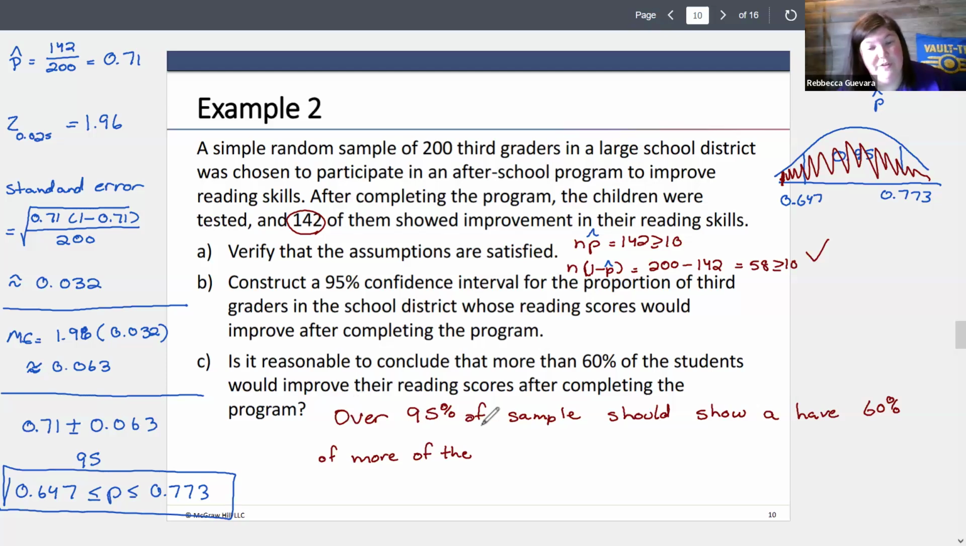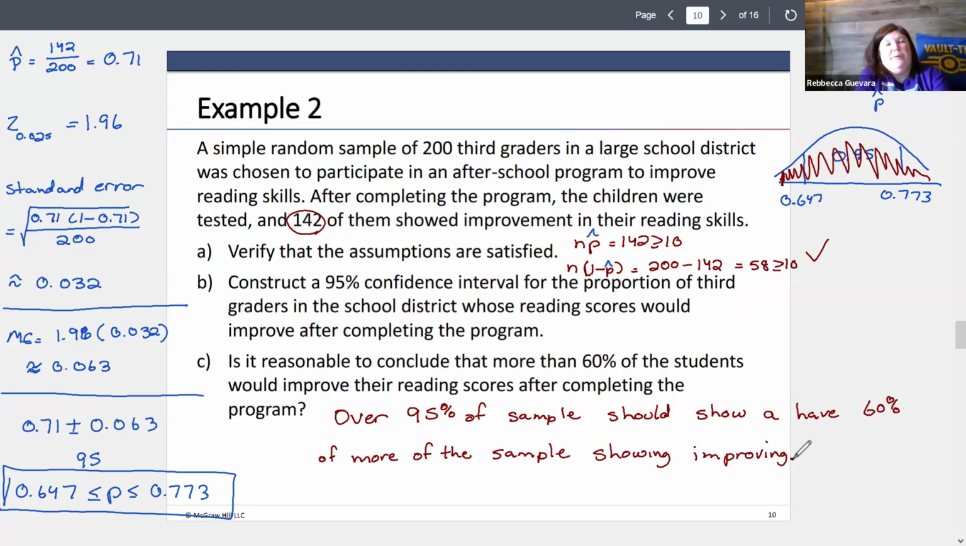I got lost there. Over 95% of the samples should have 60% or more of the sample showing improvement. It's kind of a little sloppy writing there.